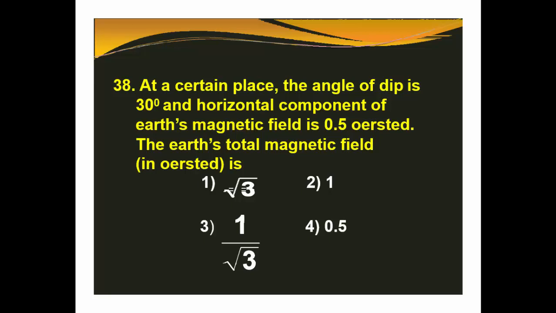Okay, next is at a certain place the angle of dip is 30 degree. Horizontal component of Earth's magnetic field is 0.5 Oersted. Yes, Oersted. It is not Tesla, it is Oersted.